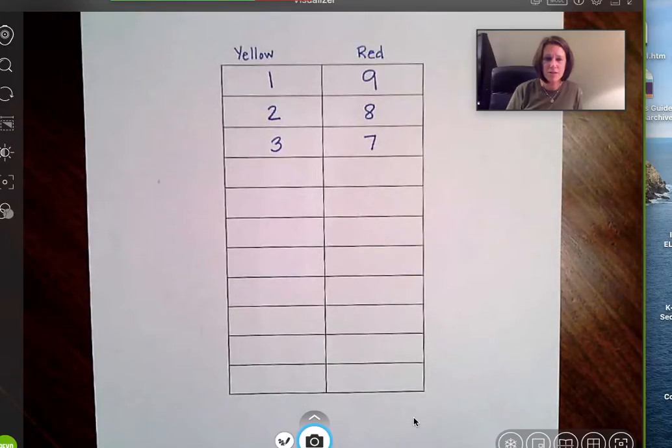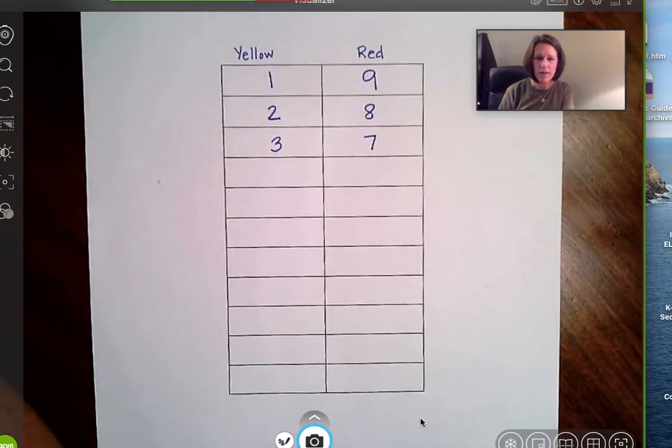Today, mathematicians, I want you to keep thinking about if you had 10 apples and some are yellow and some are red, how many of each? And tomorrow we're going to take a look at some of the ways that we can organize our answers. Good luck. I can't wait to see your thinking.